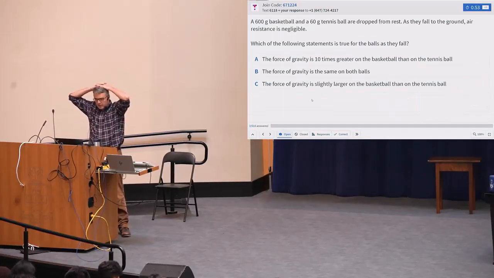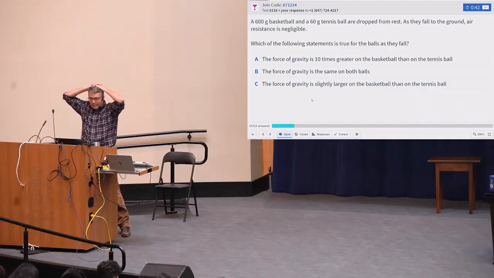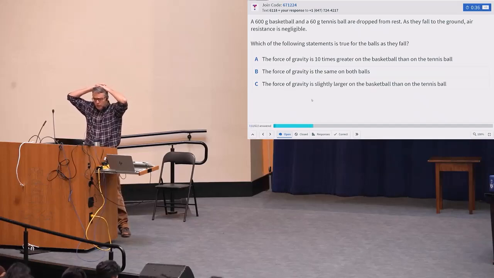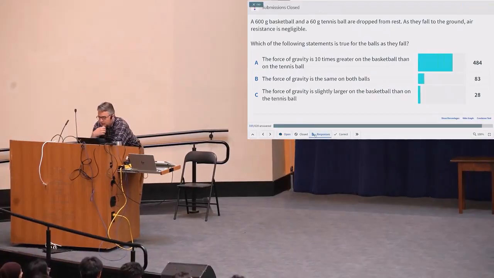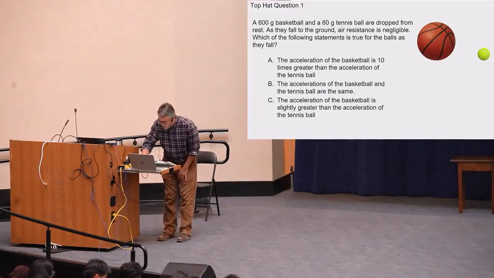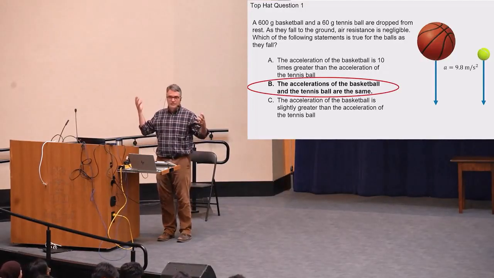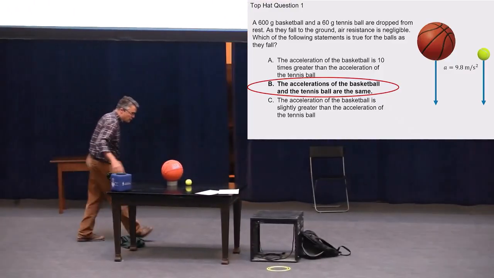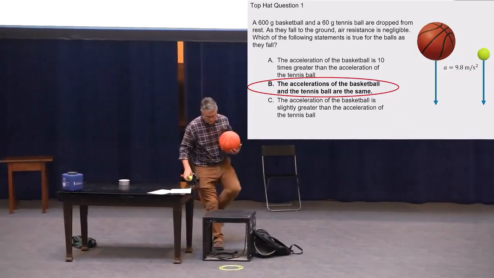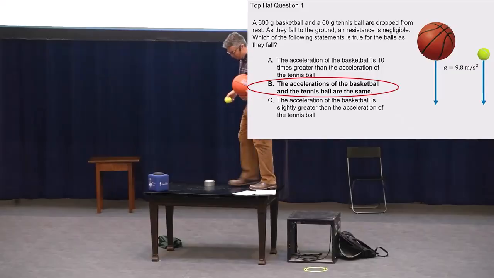So, same situation. A 600-gram basketball and a 60-gram tennis ball are dropped from rest as they fall to the ground. Assume air resistance is negligible. Which of the following statements is true? A, the force of gravity is 10 times greater on the basketball than on the tennis ball. B, the force of gravity is the same on both balls. Or C, the force of gravity is slightly larger on the basketball than on the tennis ball. I like to predict here, C. Yeah, 10 times. So for the first question, this idea that the accelerations are the same, we can even test it to see if that's really true, by just doing the experiment. In case you don't believe me.